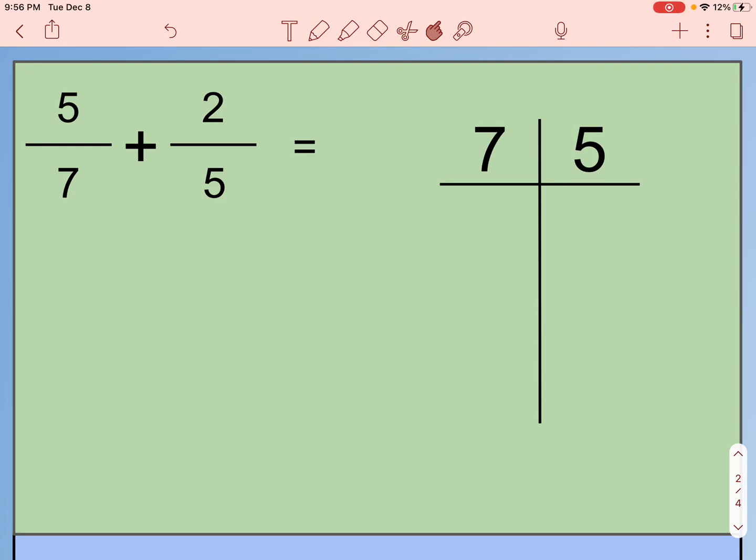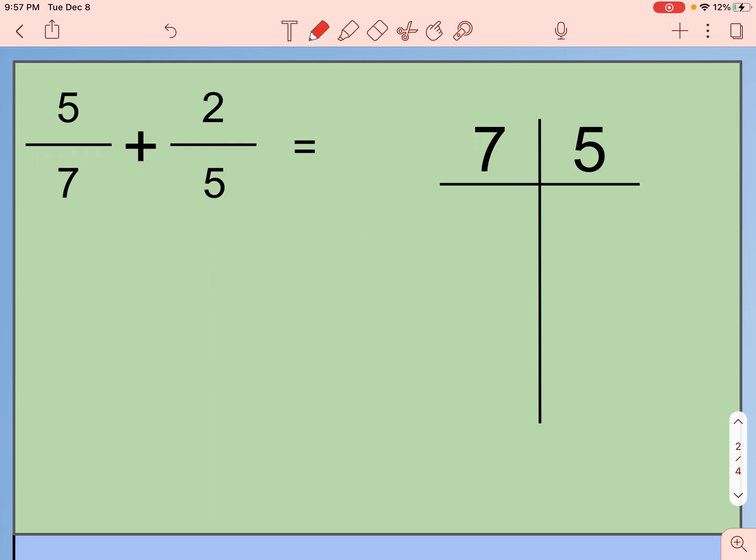Welcome, class. Today we are going to continue our study of adding fractions with different denominators. To begin, we're going to build on the knowledge that we used last time, which is that when we have two fractions with different denominators, we need to transform those denominators into a fraction that is common. So we need to find a fraction that divides into 7 and 5 evenly. To do that, we'll find the lowest common multiple of those two numbers.